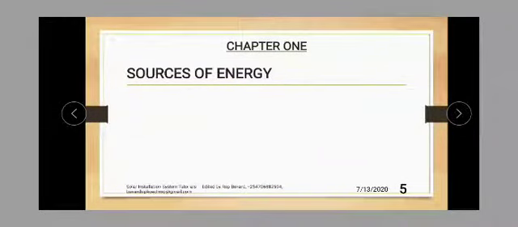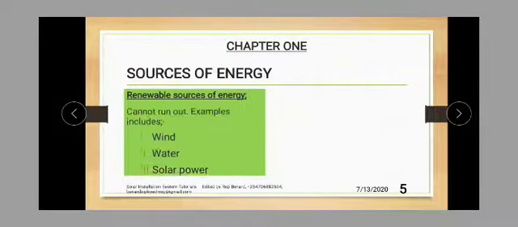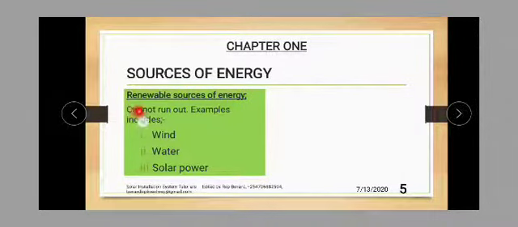Now, let's start with the first chapter, that is sources of energy. The sources of energy are two. We have renewable sources of energy and non-renewable sources of energy. Now let's look at renewable sources of energy. These are the types of energy which cannot run out. You cannot exhaust them. We have, for instance, wind energy, we have water, and we have solar power.